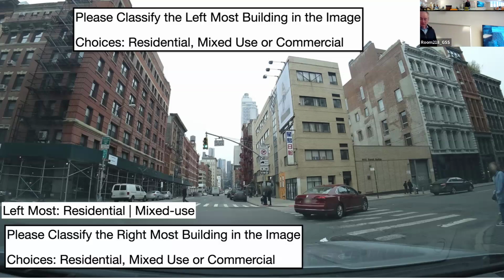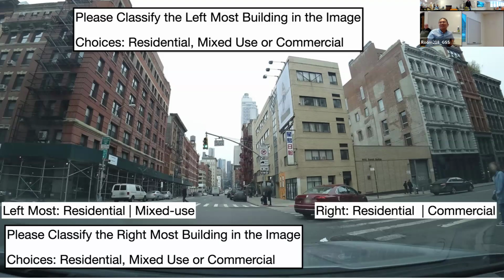Another question: classify the rightmost building. You would say commercial, which can be in Chinese. Which one was the rightmost building? Who chose this one? No, why not this one? That's the right one. Oh, I see. That's why, if you don't ask ChatGPT the right question, you can get confusion.